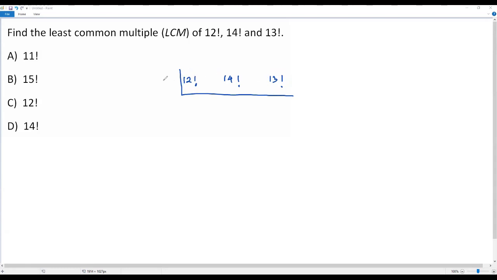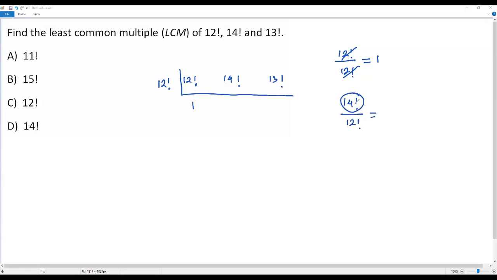Okay, let me divide all of them by 12 factorial. When I divide this 12 factorial by this 12 factorial, I'm just getting 1, because 12 factorial divided by 12 factorial is equal to 1. This one will cancel out. Now I have to divide this 14 factorial by this 12 factorial. Okay, let me do it. 14 factorial by 12 factorial.